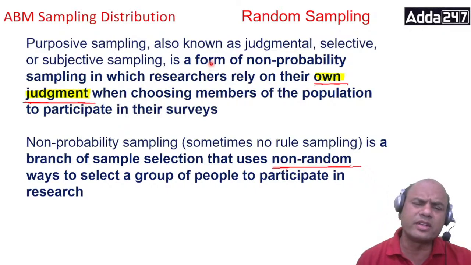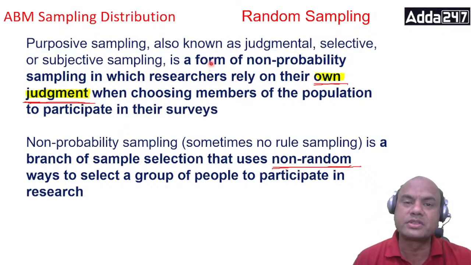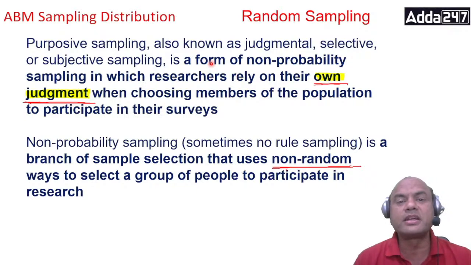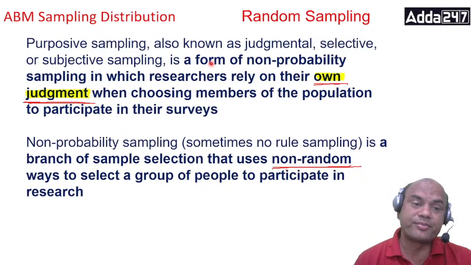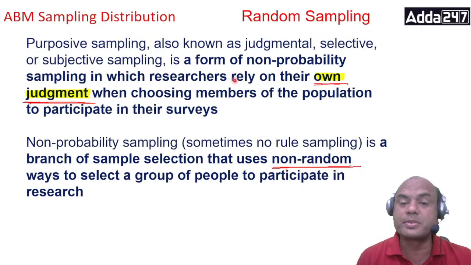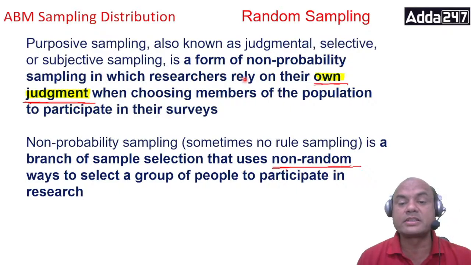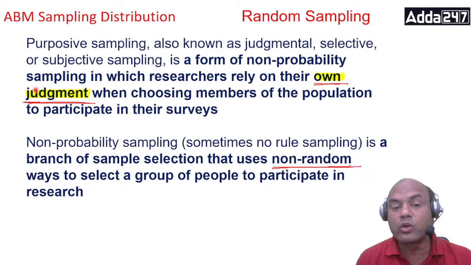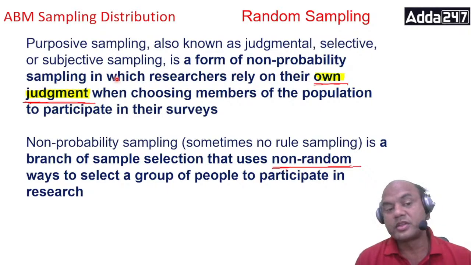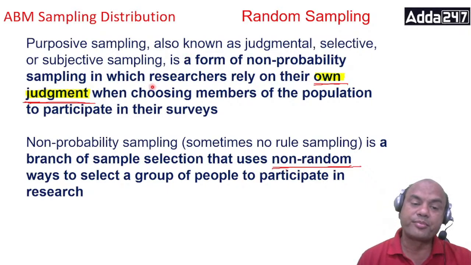Suppose we see on TV shows, singing competitions, dancing competitions, like Nach Baliye, right? All those are there. What do we see in that? There are judges. Judges have their own judgment. They are the learned persons. So in this form of non-probability sampling, the researchers rely on their own judgment, own knowledge. So this is judgmental sampling.